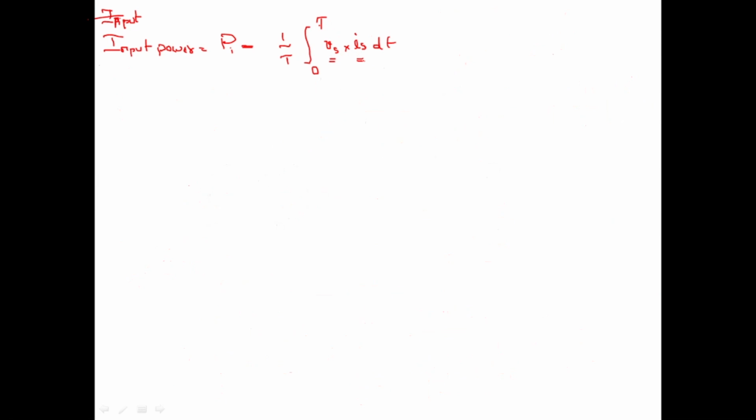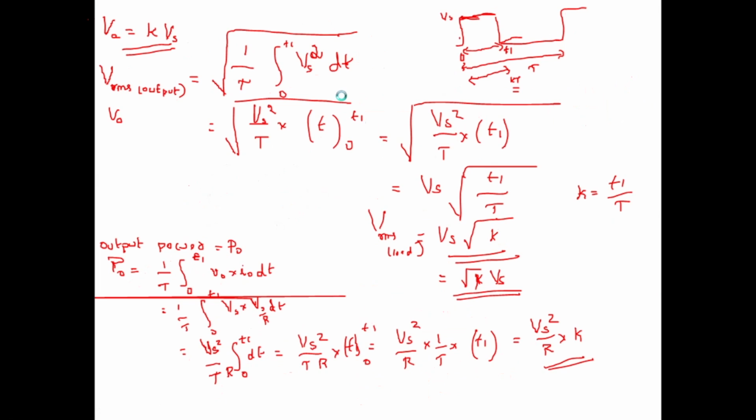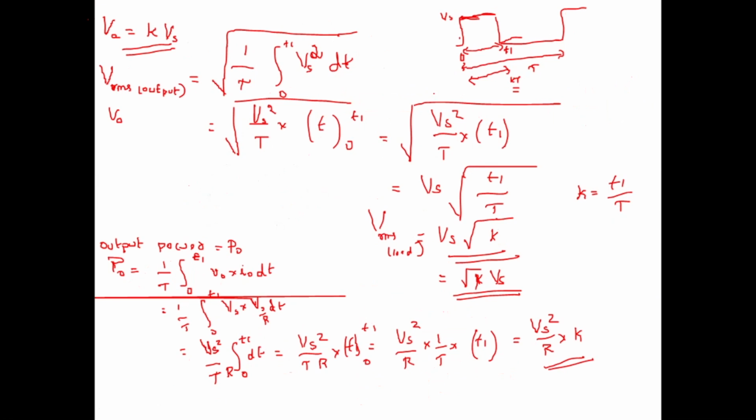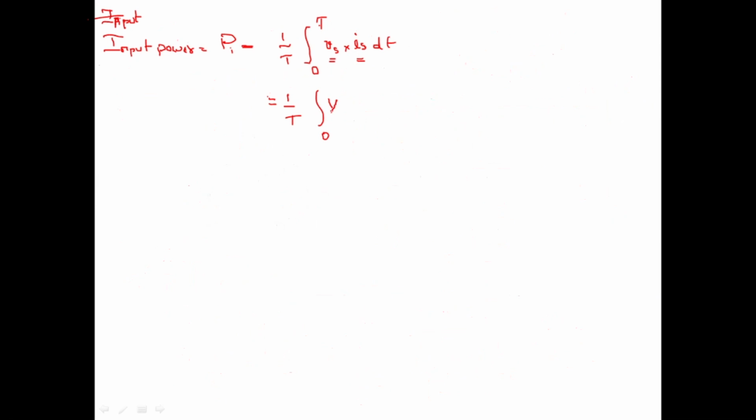But what is Is? We'll see. Vs is existing. What is the Vs value? For all these times, it is capital letter Vs, or if you take 10, then 10. This is the Vs value from here to here. It is capital letter Vs, then multiplied by Is. What is Is?